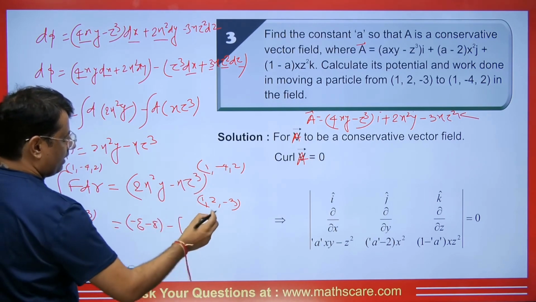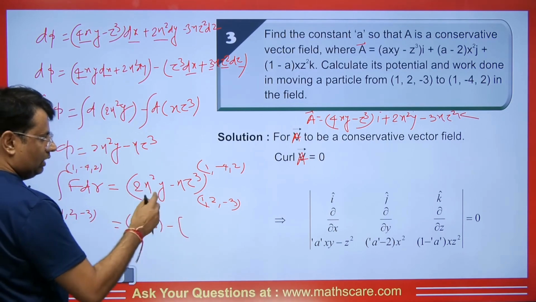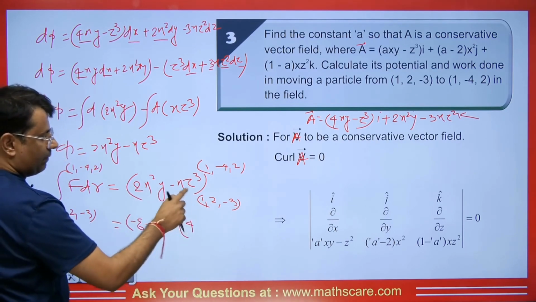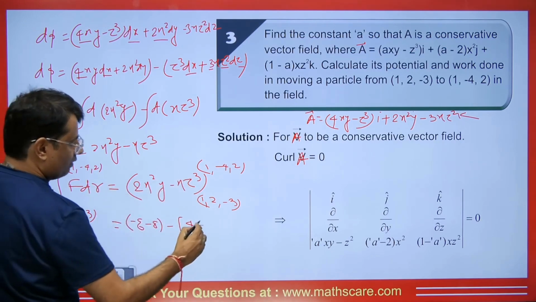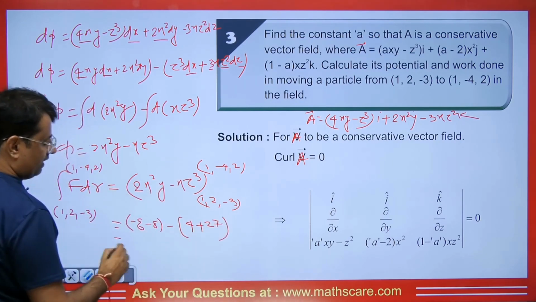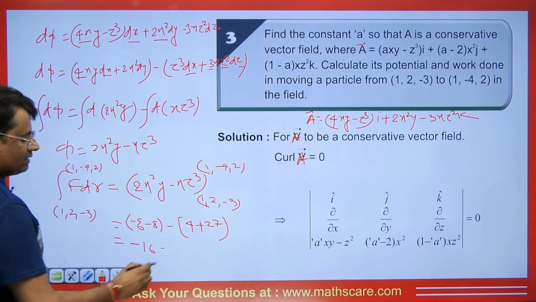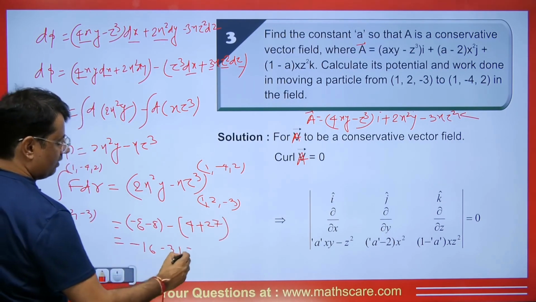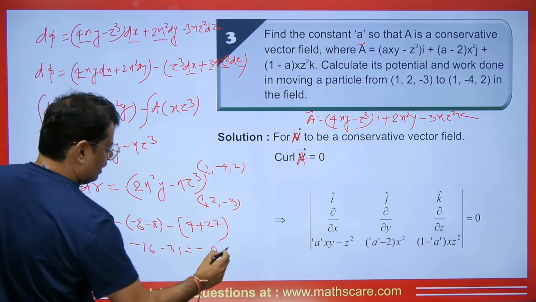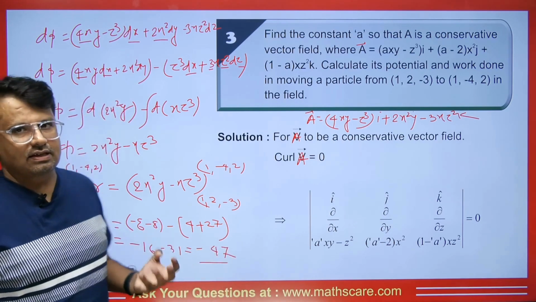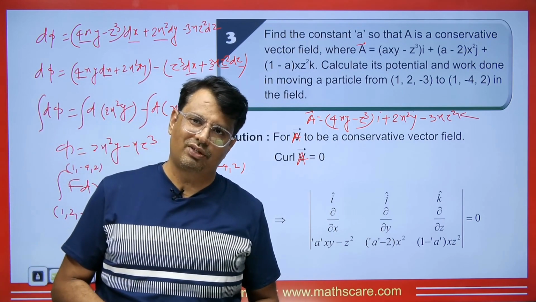And minus, put the second limit, wherever there is x, put 1 and 2. So we'll get 4. And here we have x as 1 and this will be 3, then 9 and 27. So it will be plus 27, right? If we simplify this, students, then we will get minus 16 and minus 31. So here, I think its value will be equal to minus 47, right? What will be the answer? 47 units. In this way, this question can be solved easily.